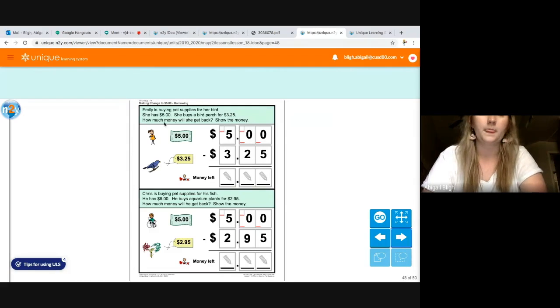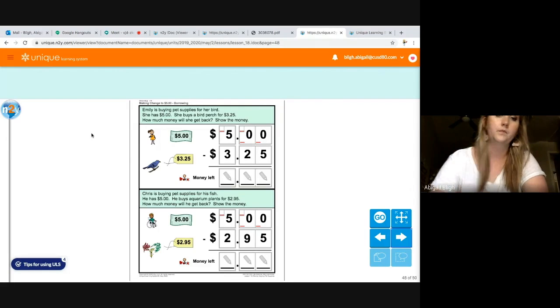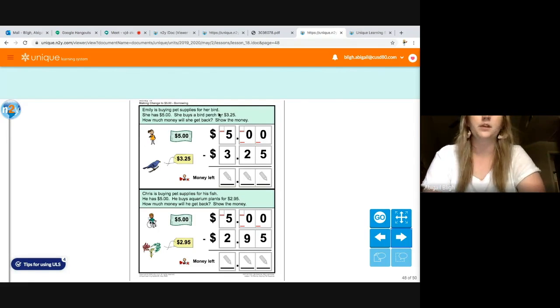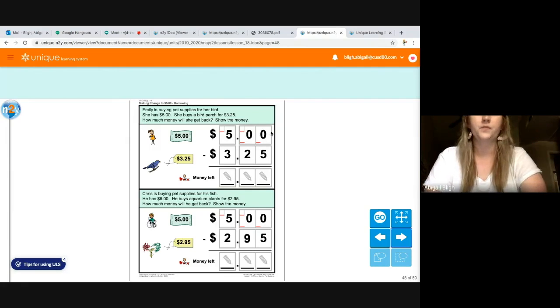All right. Now these problems are borrowing. So some of you have problems with borrowing. So Emily's buying pet supplies for her bird. She has $5. She buys a bird perch for $3.25. How much money will she get back? Okay, so let's look here. We're always starting on the right side. 0 minus 5.